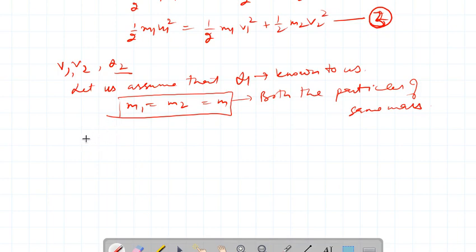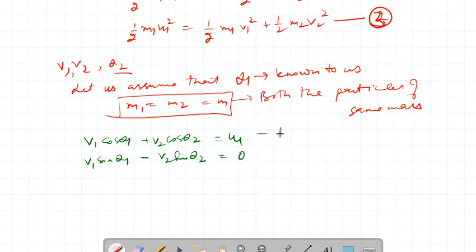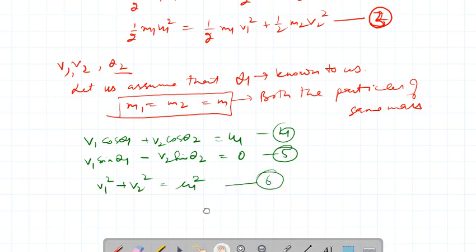So equation number 1 will become v1 cos of theta 1 plus v2 cos of theta 2 is equal to u1, and another equation v1 sin theta 1 minus v2 sine of theta 2 must be equal to 0. Let me call it as equation number 4. This is 5. And similarly, v1 square plus v2 square is equal to u1 square. Let us call it as equation number 6.